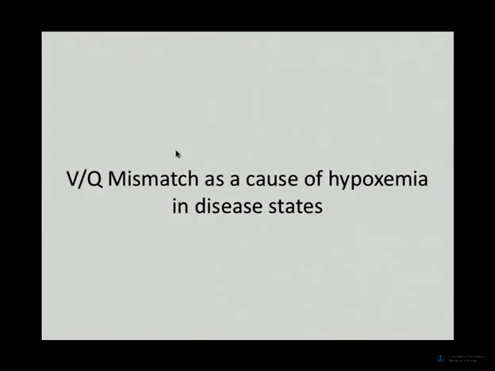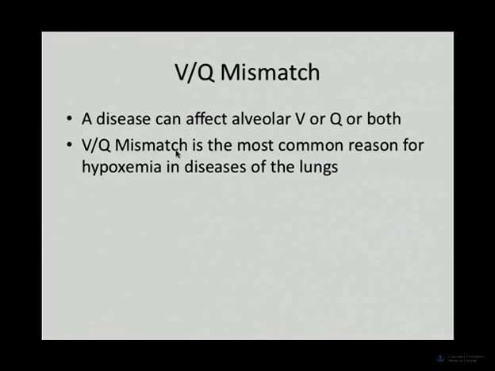All right, so now let's move on to disease. And what I'll throw out, and I've mentioned before, VQ mismatch problems, worse than what we see physiologically, is a cause of hypoxemia in almost every lung disease. Okay? And that's because lung diseases, particularly parenchymal lung diseases, but also airway lung diseases, can affect ventilation, they can affect perfusion of the lungs, and they can affect both.